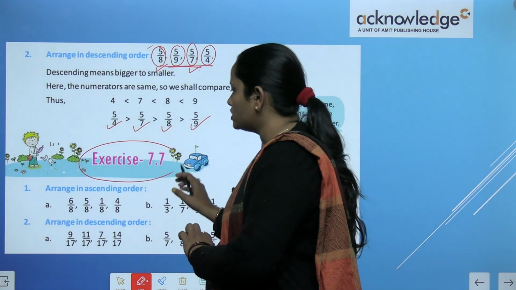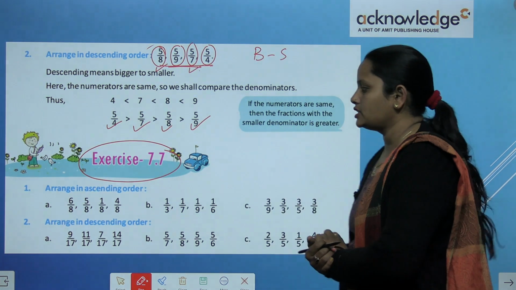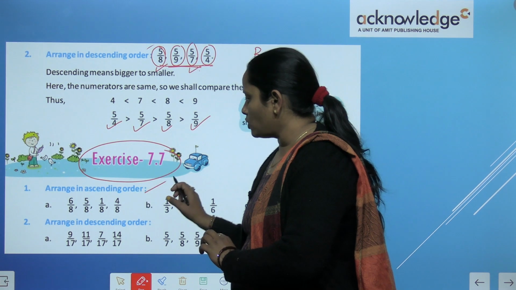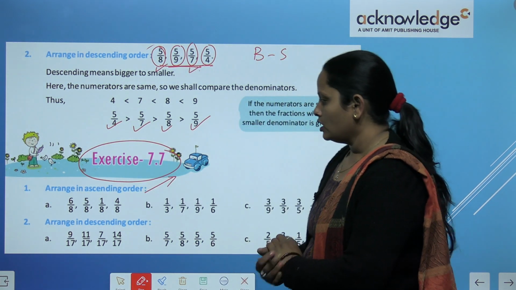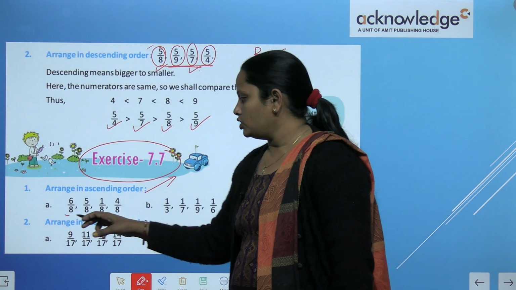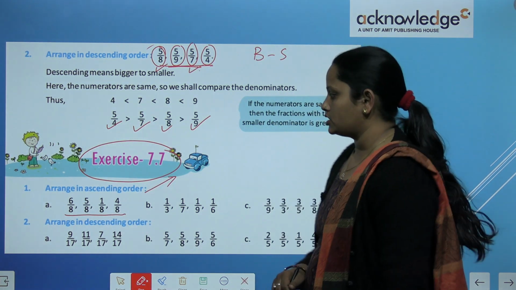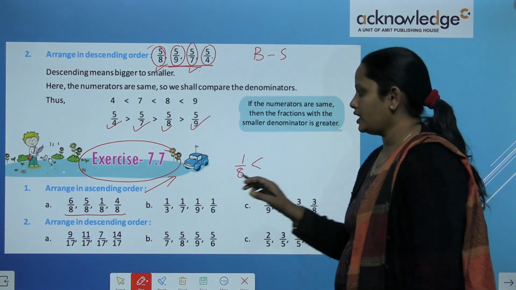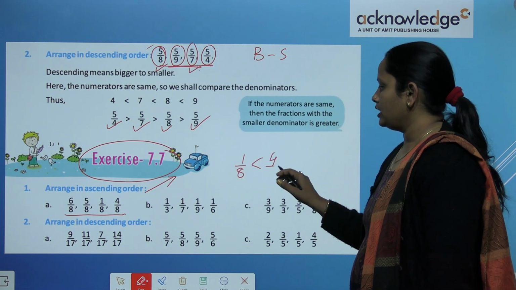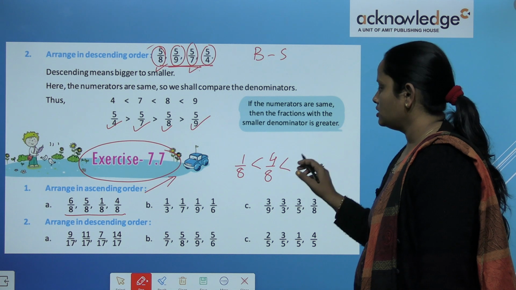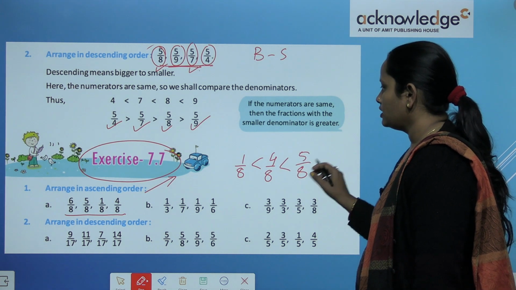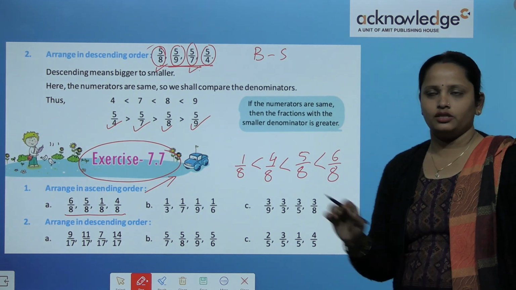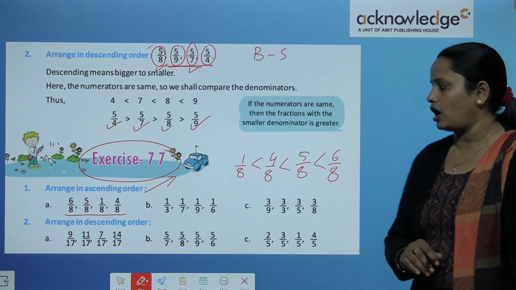Now children, let's do this exercise 7.7. Arrange in ascending order. Ascending order means smaller to bigger. तो हम सबसे पहले इन सबके न्यूमरेटर डिनोमिनेटर चेक करते हैं. ठीक है, सेम है, तो अब हम क्या लिखेंगे 1/8, नेक्स्ट 4/8, नेक्स्ट 5/8 and the last one is 6/8. So this is in ascending order.